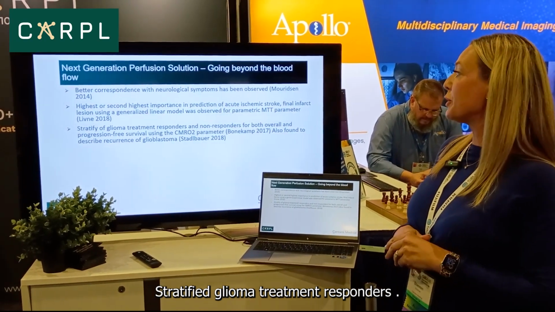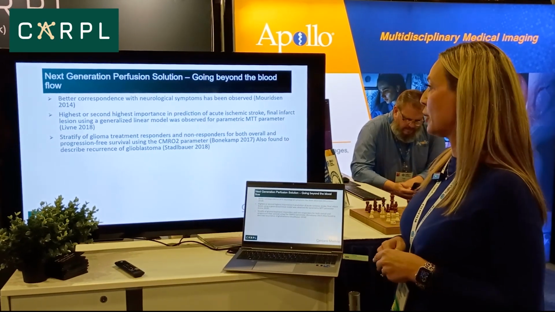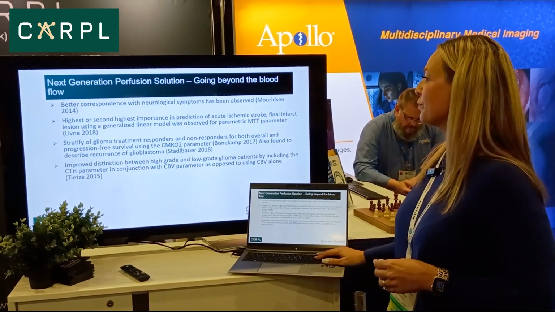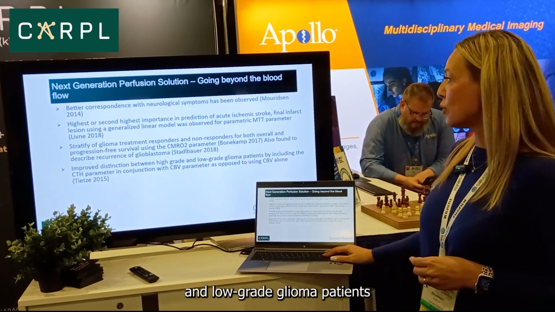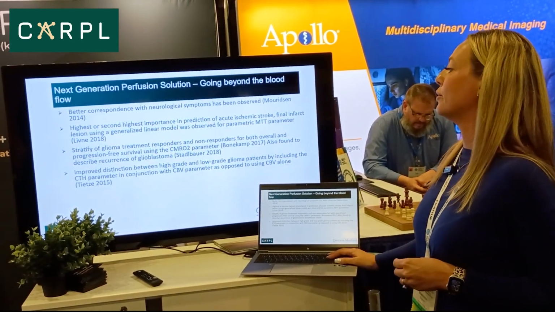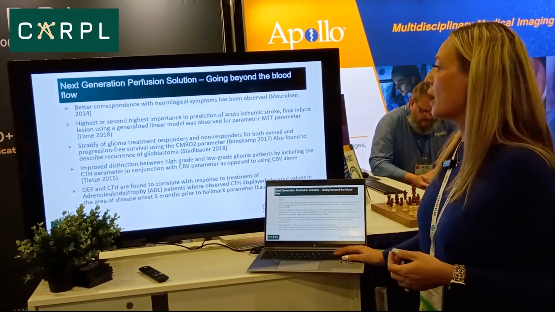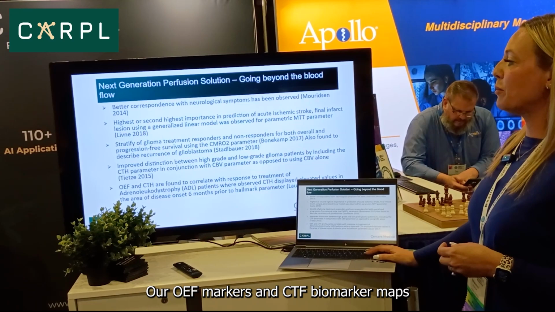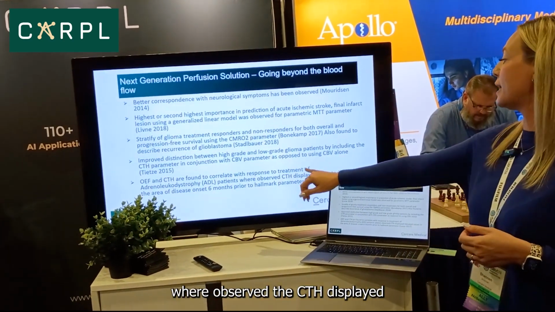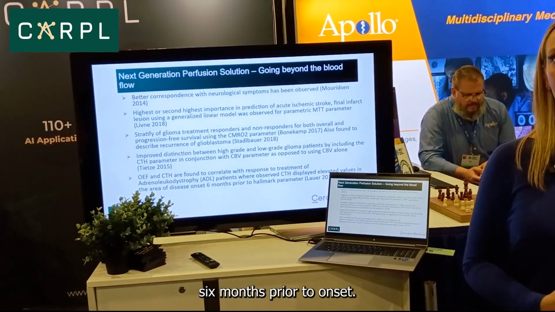Stratified glioma treatment responders and non-responders for both overall and progression-free survival using our CMRO2 parameter. Also was found to help describe recurrence of glioblastomas. Improved distinction between high-grade and low-grade glioma patients by including our CTH parameter in conjunction with the CBV parameter, as opposed to just using blood volume alone. Our OEF markers and CTH biomarker maps are found to correlate with the response to treatment of ALS patients, where we observed the CTH displayed elevated values in the area of disease 6 months prior to onset.